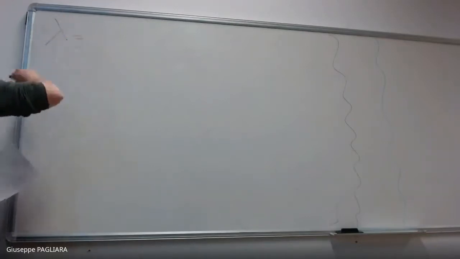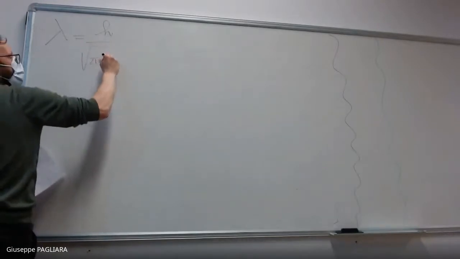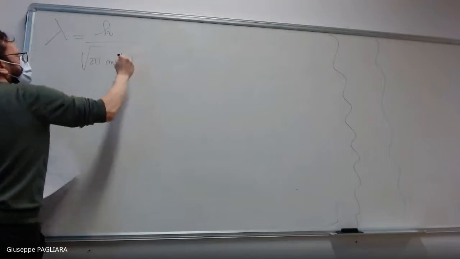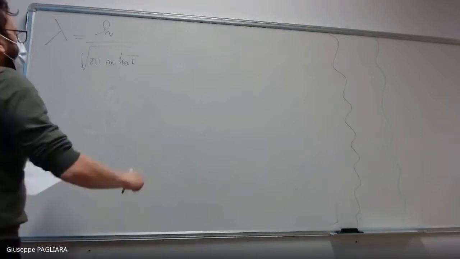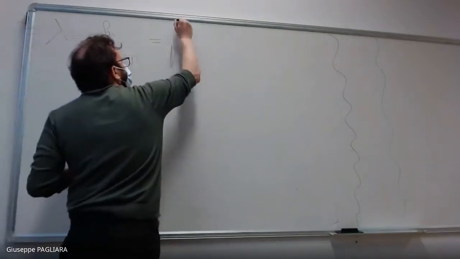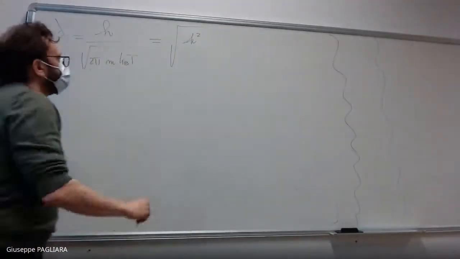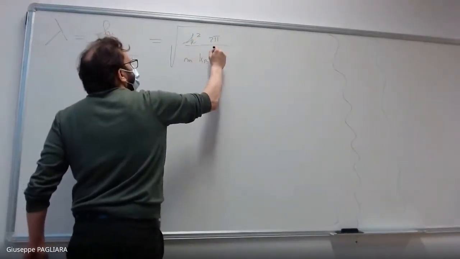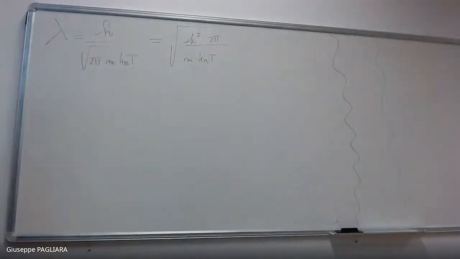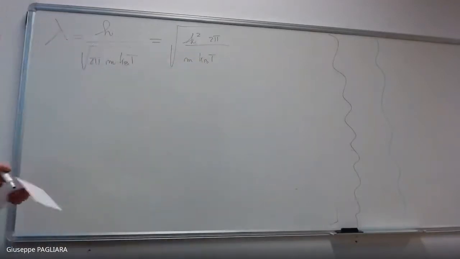The thermal de Broglie wavelength was equal to h divided by the square root of 2 pi m k_B T, which can also be written, and I'm doing that just because I would like to use natural units, as follows: the square root of h bar squared times 2 pi, divided by m k_B T, because h bar is h divided by 2 pi. I get the 2 pi here, and the 2 pi there.